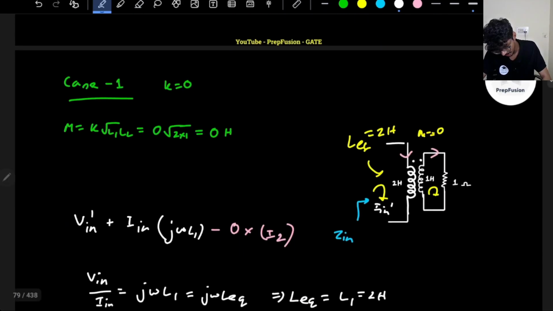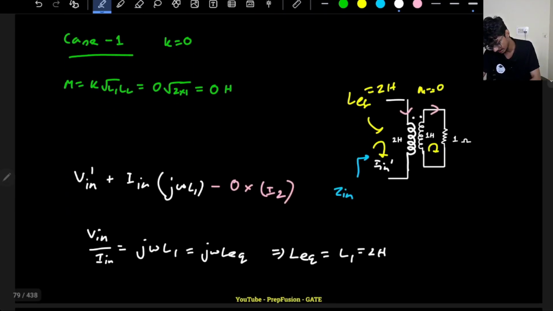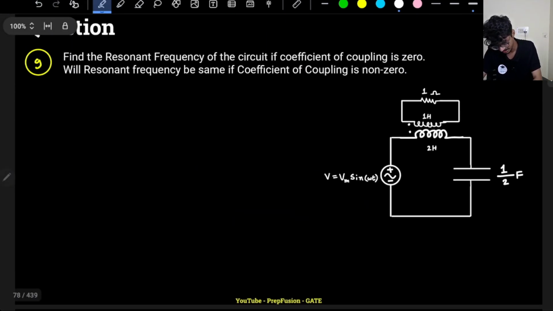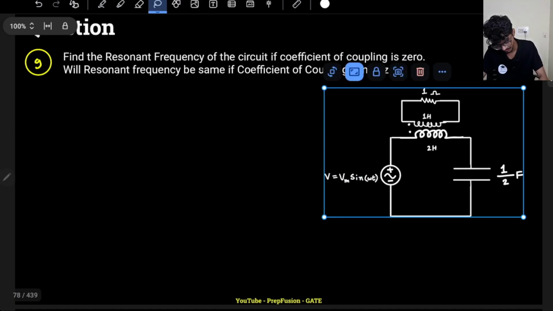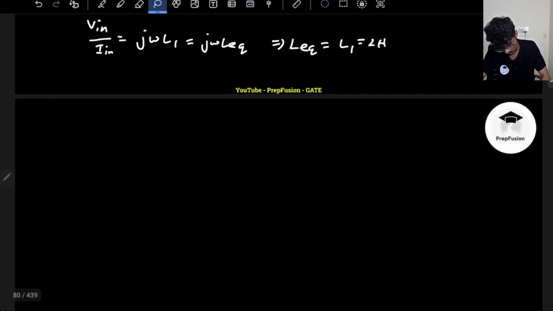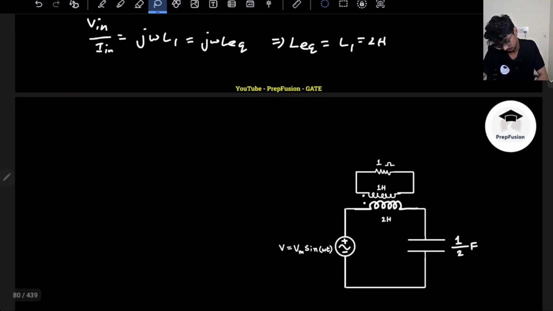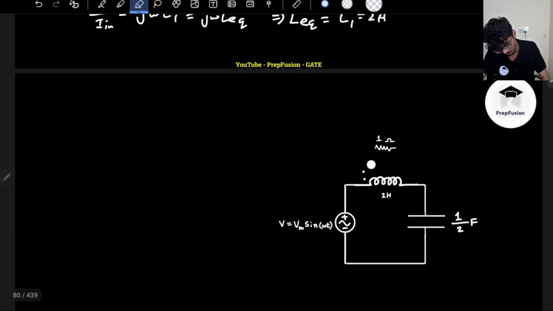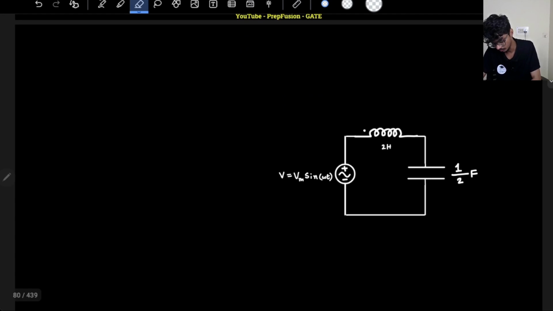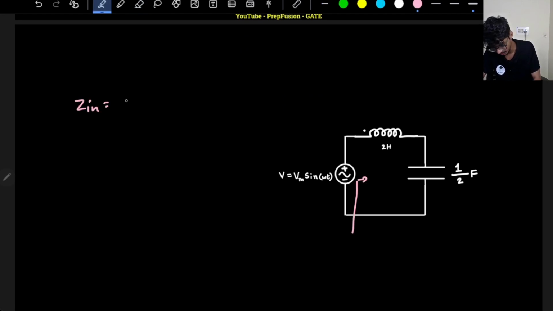Now I can redraw the circuit, whatever circuit they have given me. When the coefficient of coupling is 0, this will be 2 Henry only. So what will be the resonance frequency? Simply, what is the input impedance seen from the supply? It will be j omega L plus 1 by j omega C.